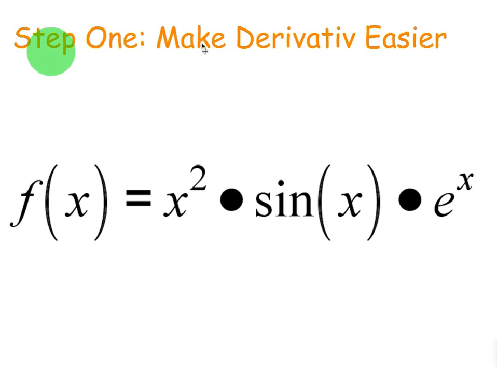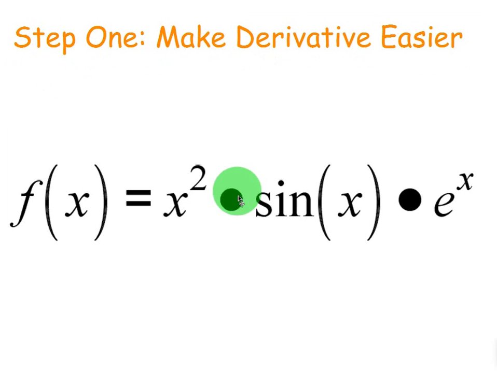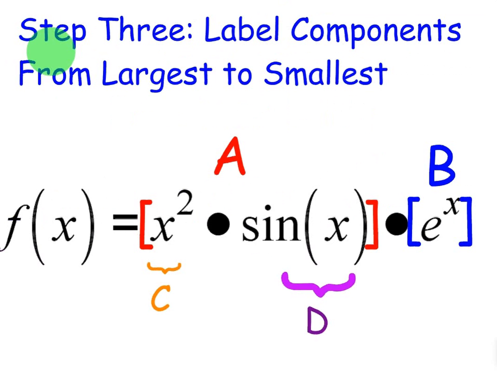So first step is to make the derivative easier. So what I'm going to do is just break it up into a multiplication problem as I showed you before, where we have three components, and we'll go from there. We're going to use the product rule, and then we're going to use the product rule again. That's step 2, determine what the rules are we're going to use. So we're going to use the product rule twice.